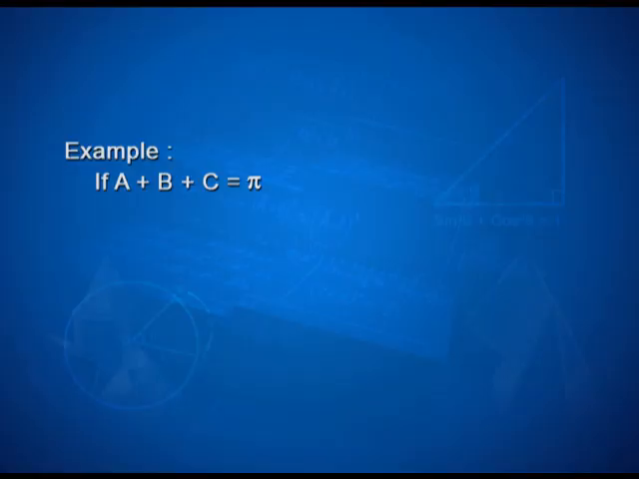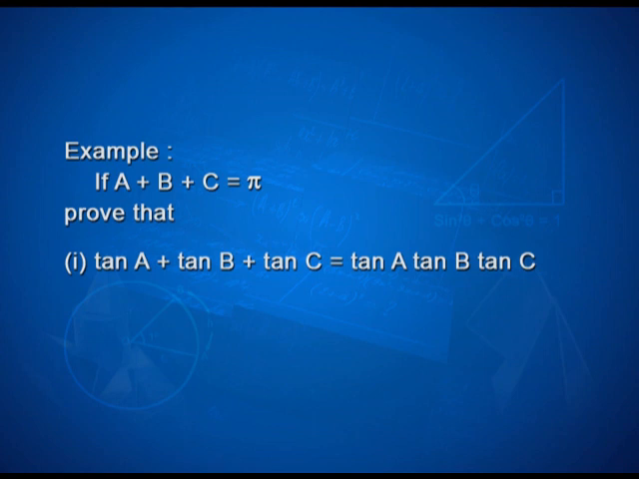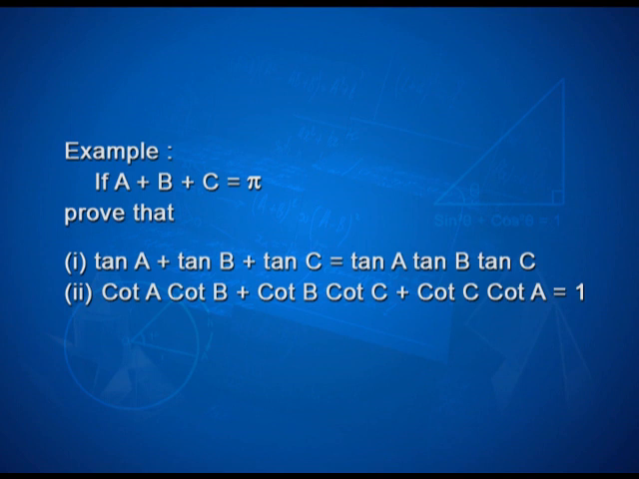If a plus b plus c is equal to pi, prove that tan a plus tan b plus tan c is equal to tan a into tan b into tan c. And second one, cot a cot b plus cot b into cot c plus cot c into cot a is equal to 1.